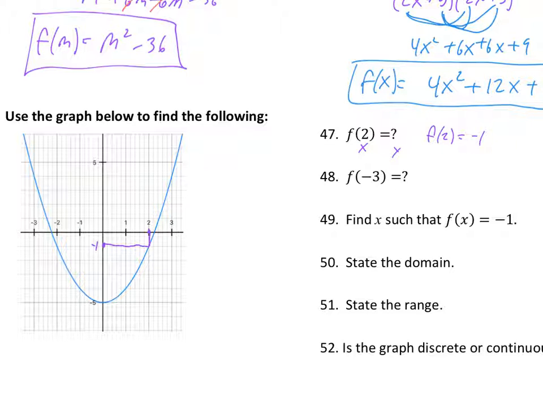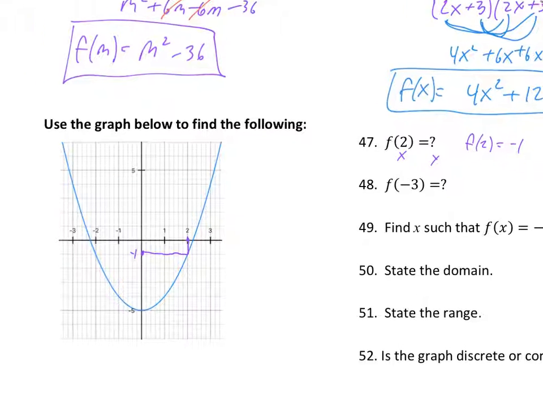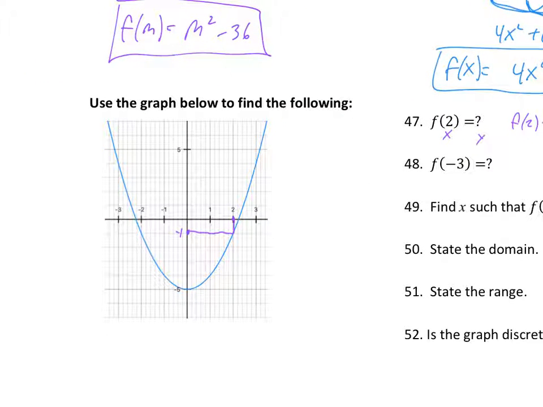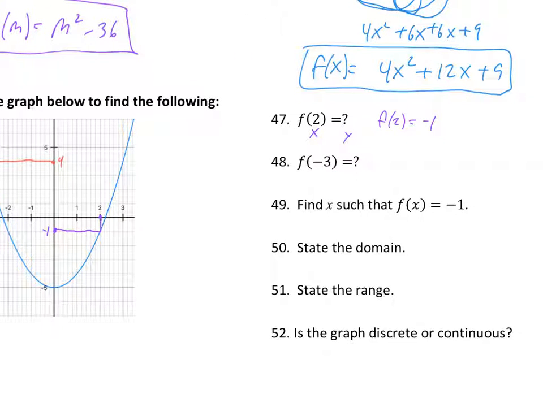F of negative 3, pretty similar idea. Go to where x is negative 3, which is over here. Draw up till I hit the graph. Horizontal from there. Looks like 4. So f of negative 3 is 4.